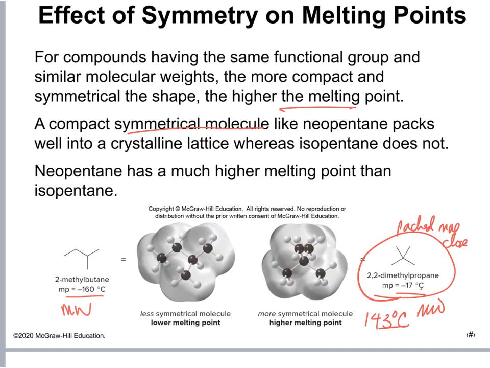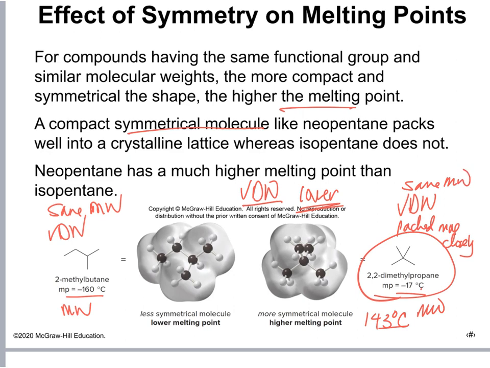So even though these are van der Waals, and they're still going to be lower than a hydrogen bonder or a dipole-dipole. We're comparing a van der Waals with a van der Waals. We're comparing two compounds with the same molecular weight. So the only difference here is the packing. This has more packing, so it's going to have 143 degrees Celsius higher melting point.